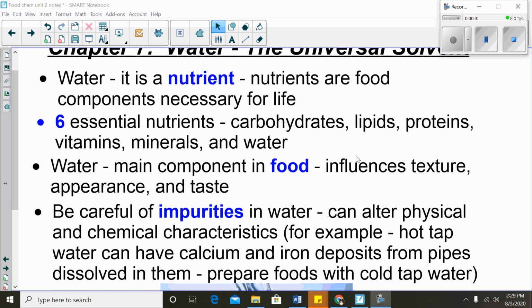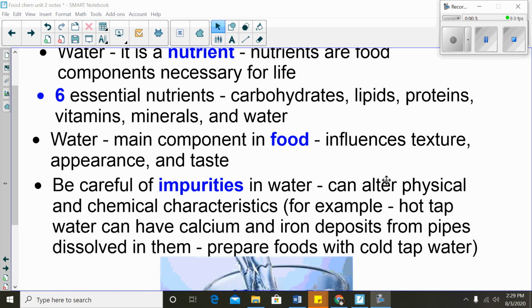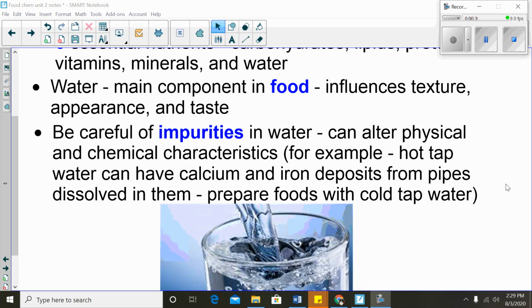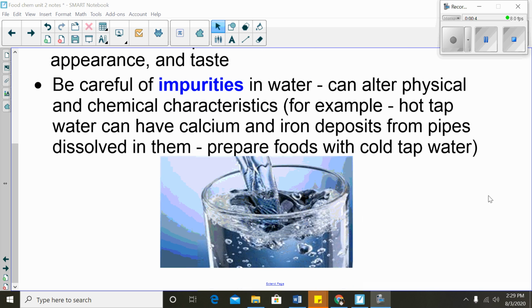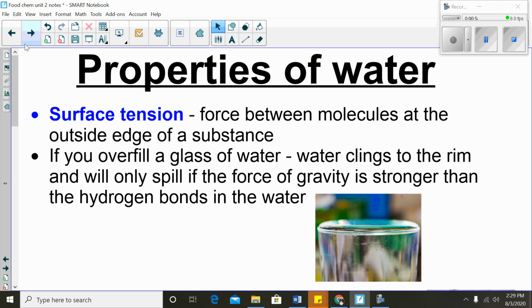So water is a main component in food. It influences texture, appearance, and taste. But you just have to be careful of impurities in water. This can alter physical and chemical characteristics. So for example, hot tap water can have calcium and iron deposits from the pipes dissolved in it. So maybe you want to prepare foods with cold tap water instead. So just know your source of water.